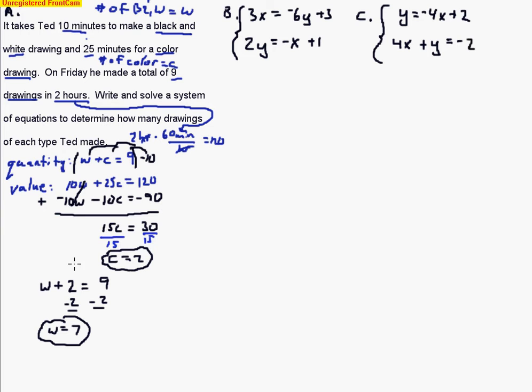Well, let's take a look at the next type of problem. These two are going to have different types of answers, and they call these special systems because they don't have the typical one answer that we usually would have.